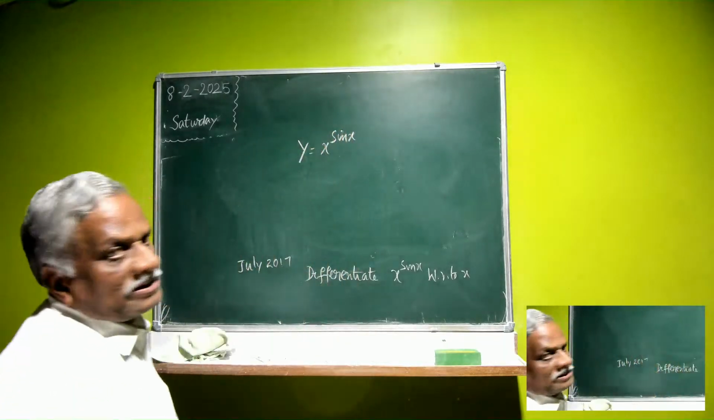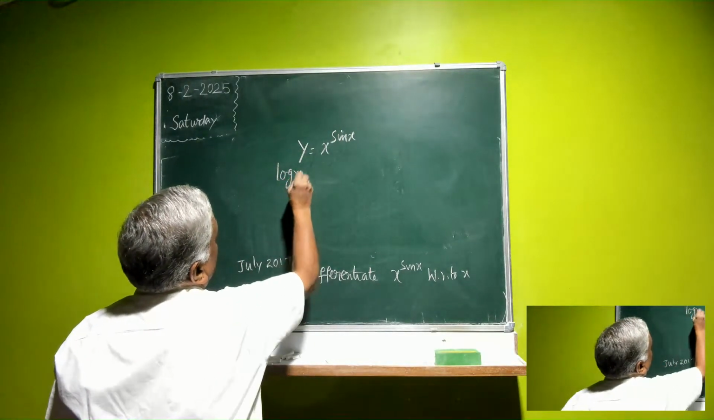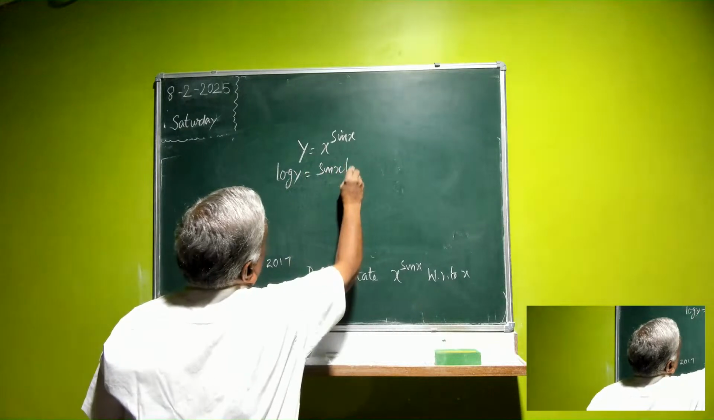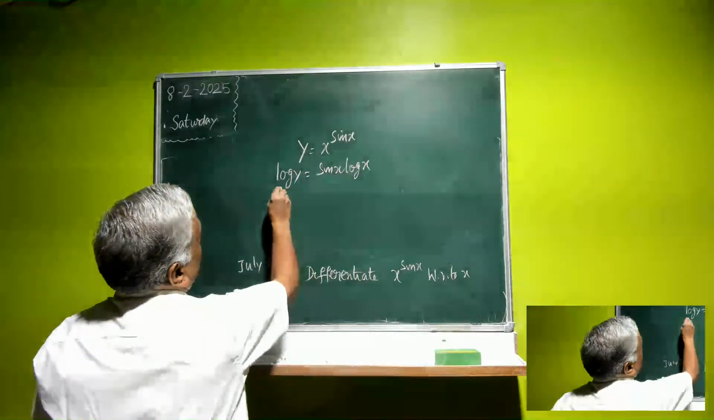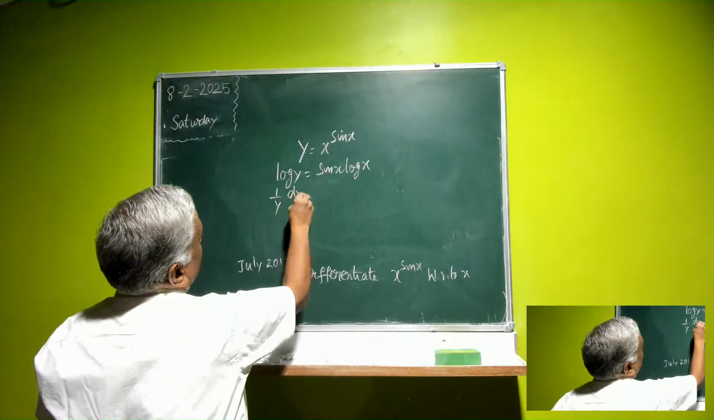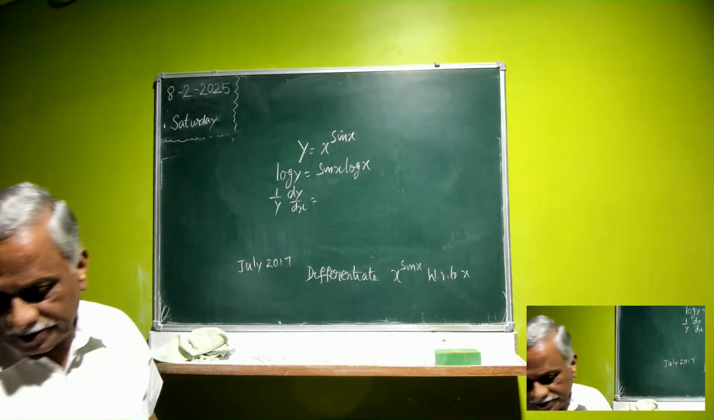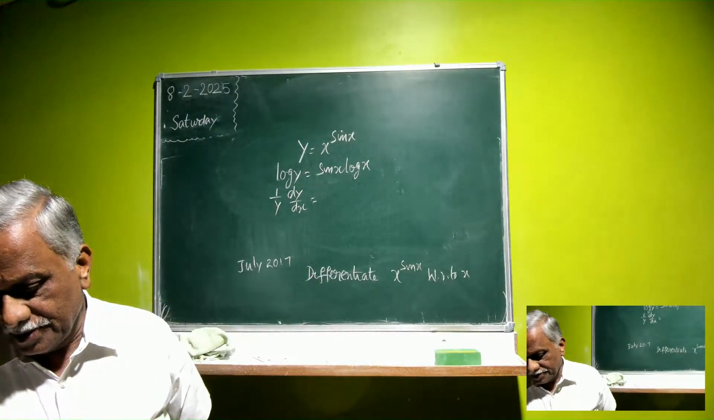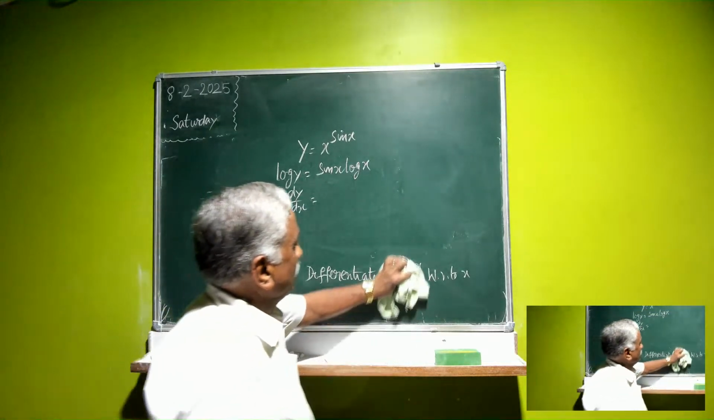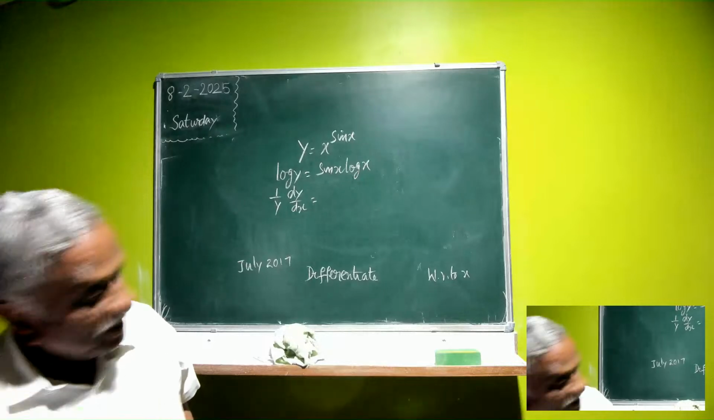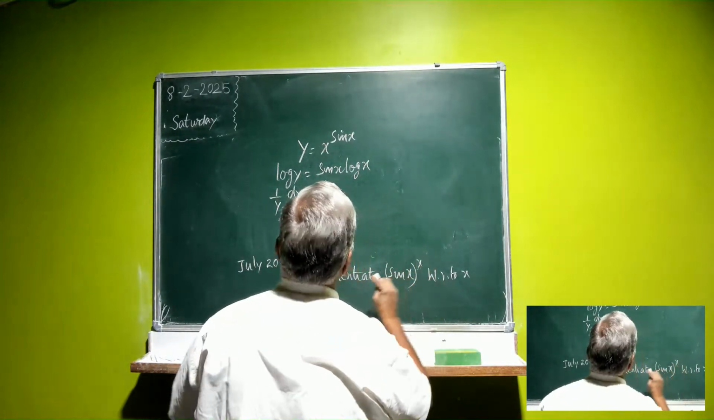Again, it's very clear. The power is also a function. So take log on both sides. Sin x log x, same formula, log m power n. So 1 over y dy by dx is equal to, sorry, the problem is different. It is not x to the power of sin x, it is sin x to the power of x. Actually, the problem is changed.